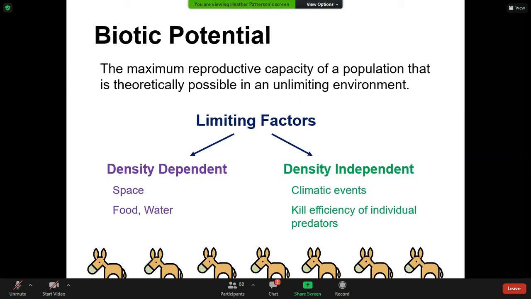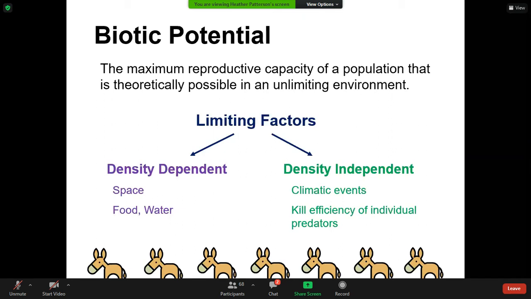Climatic events can be anything from floods to tornadoes or even unusually high or low temperatures, and it affects the population size regardless of the density. So if you have something that's ectothermic that needs warm temperatures to survive, and you have a really unseasonably cool winter, a lot of those individuals may not survive, but it has nothing to do with whether there's a lot of them or very few of them.